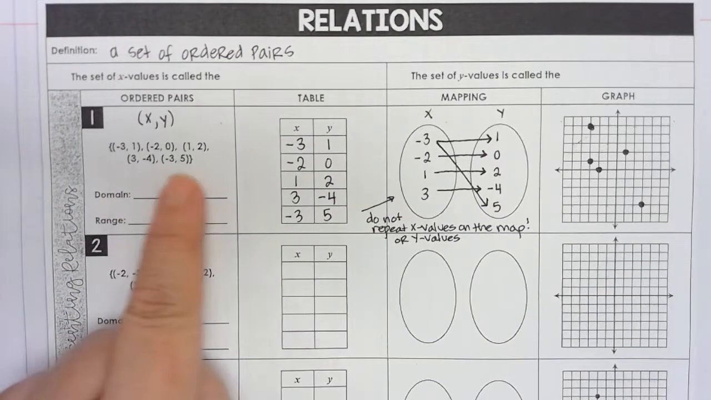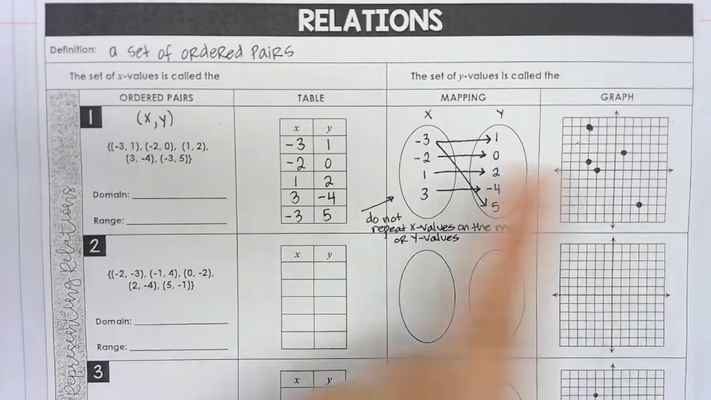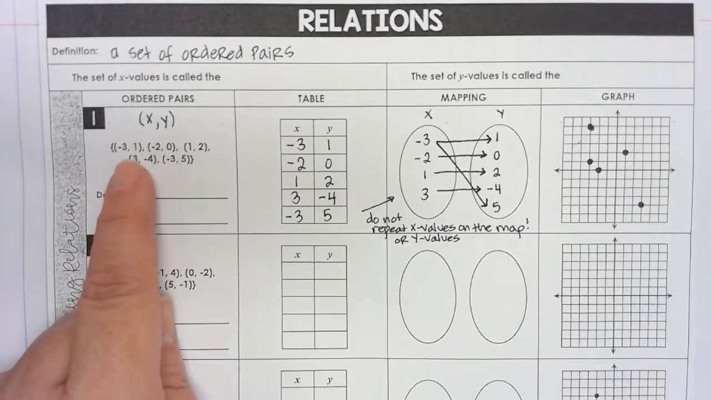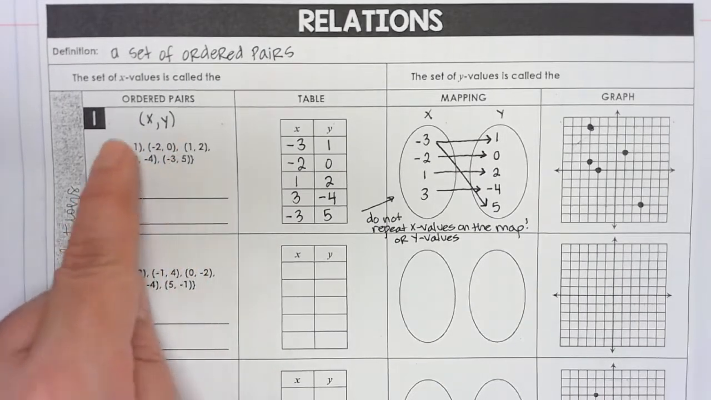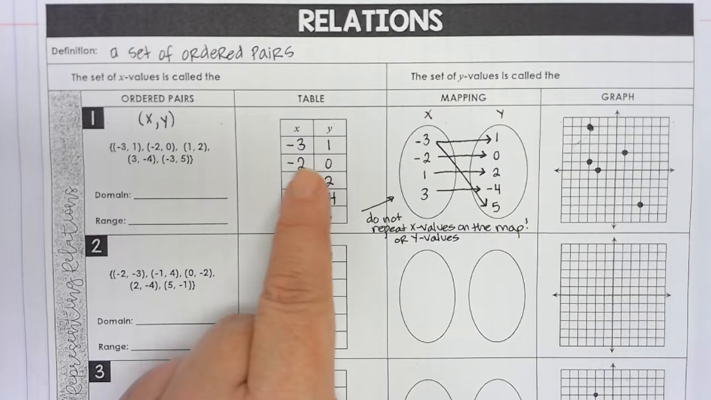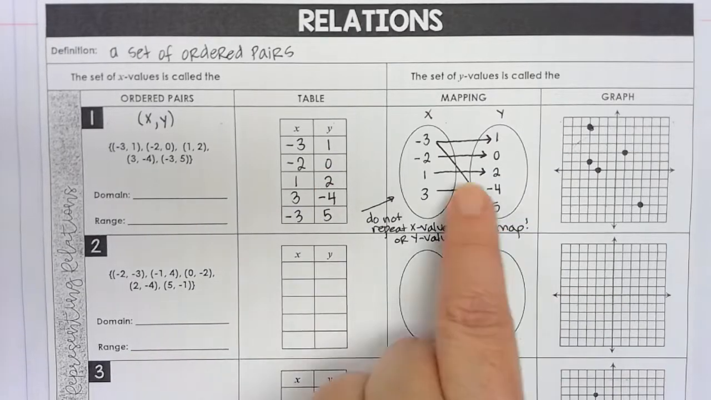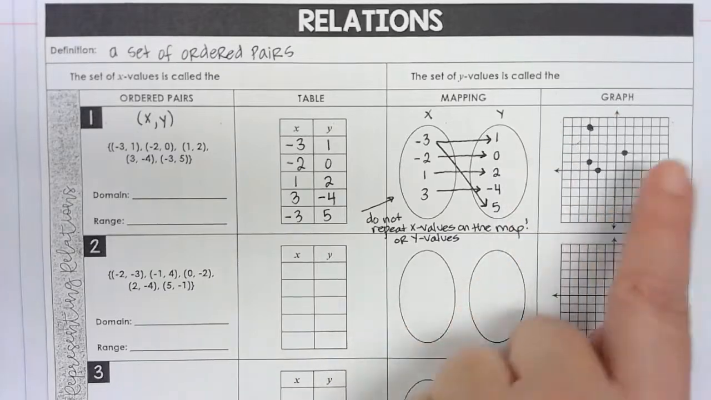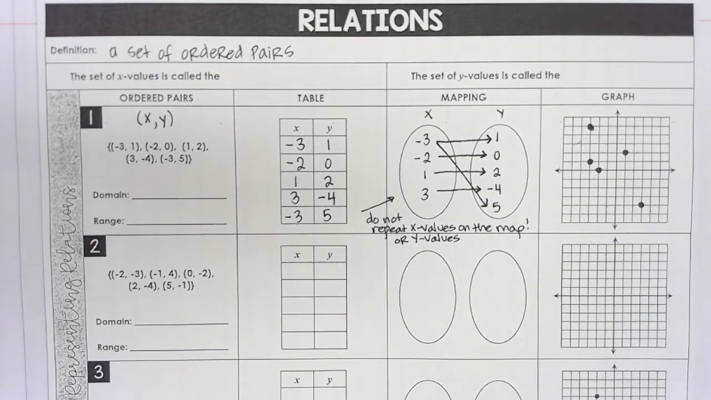So all 4 of these boxes represent the same information, the same data. You have 5 ordered pairs. You have those 5 ordered pairs in a table. You have those 5 ordered pairs in a map. And you have those 5 ordered pairs represented as dots. Okay.